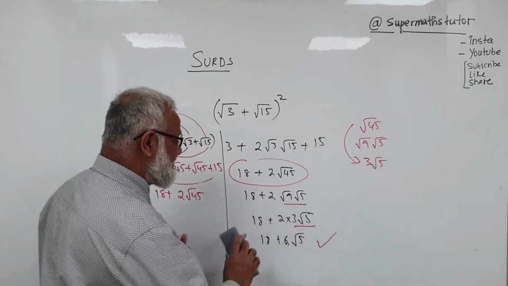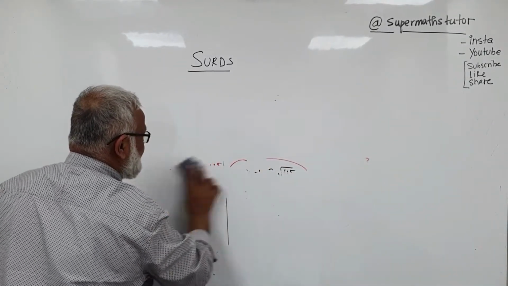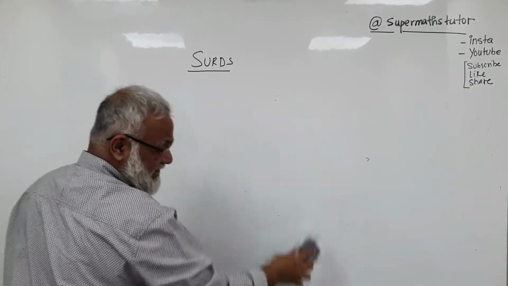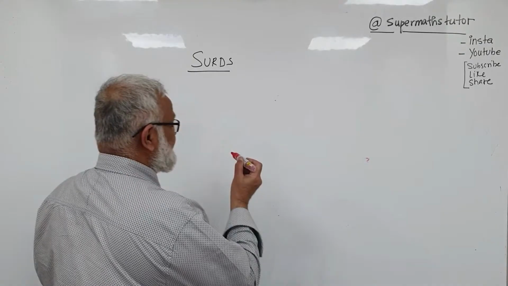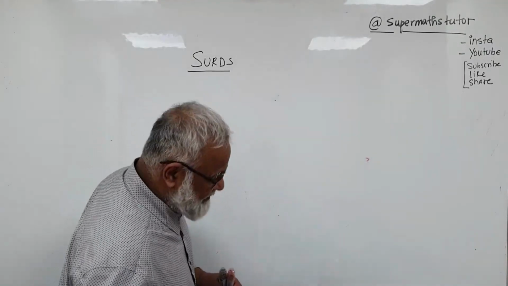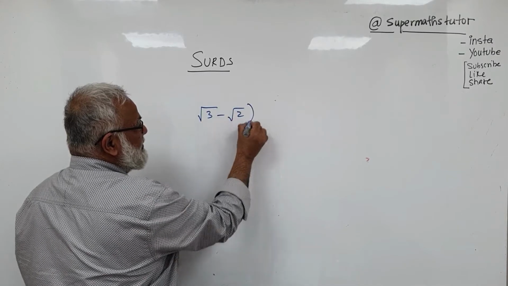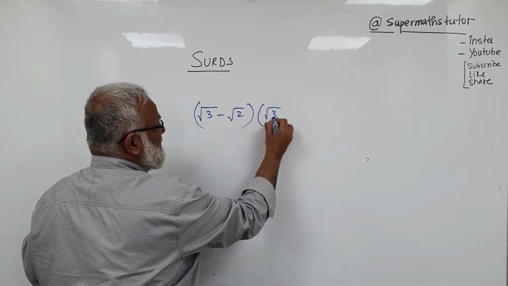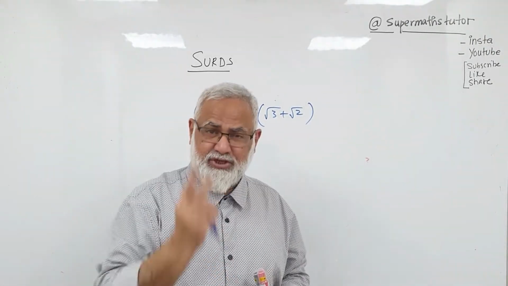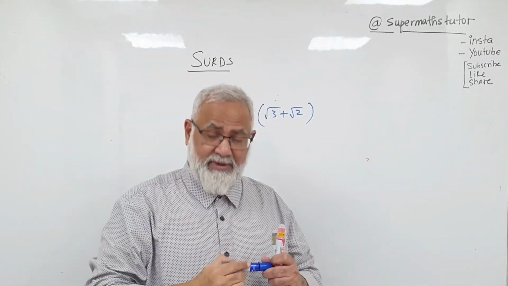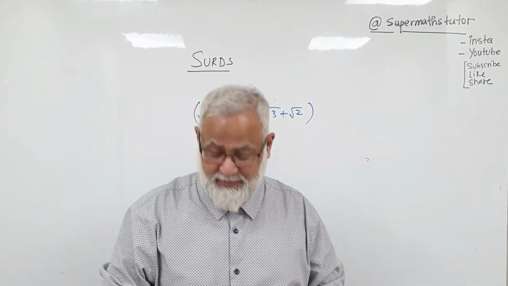For example, this is another hard past paper question, okay? Root 3 minus root 2 times by root 3 plus root 2. I am going to do this in two different methods. Method 1 is for low-ability kids. Method 2 is for smart people, right?